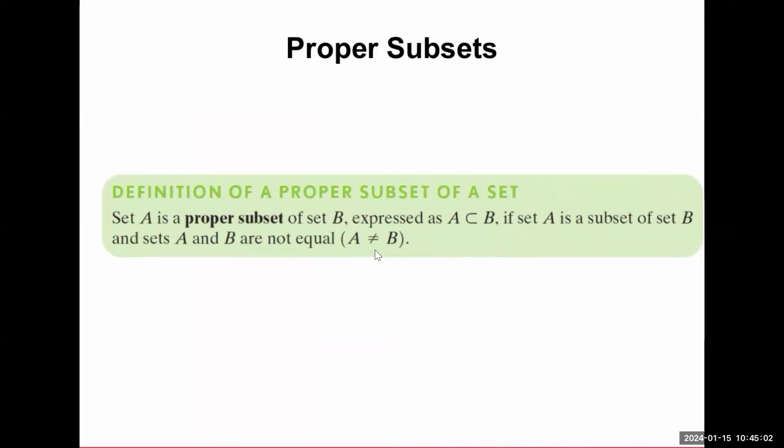Now the proper subset definition. A is a proper subset of B if the set A is a subset of the set B and the set A is not equal to B, so both of them are not equal. We can say 3 is less than 4, which means 3 cannot be equal to 4. That is simple enough, right? 3 is less than 4 or 3 is not equal to 4.